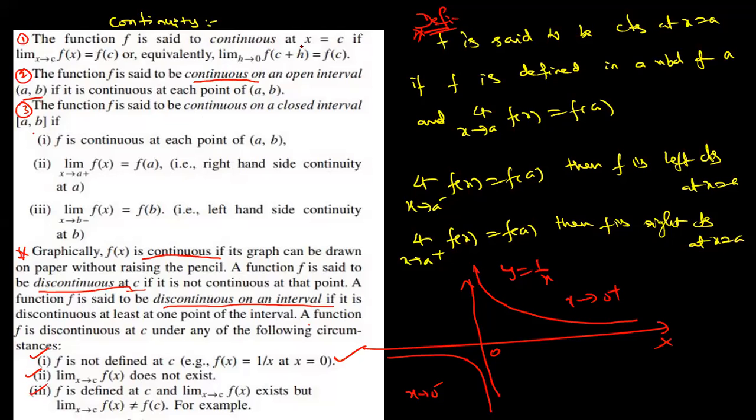The function f is said to be continuous at x equal to c means what? The limit as x tends to c of f of x is equal to f of c. Otherwise, you can write like this also. So what is left continuous? What is right continuous?